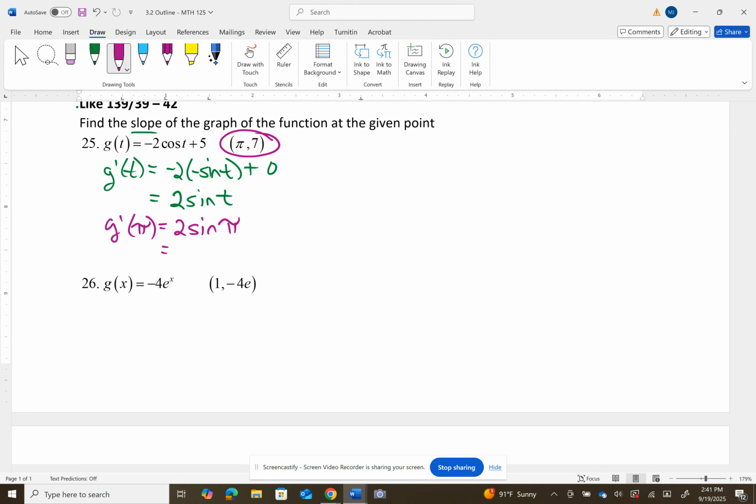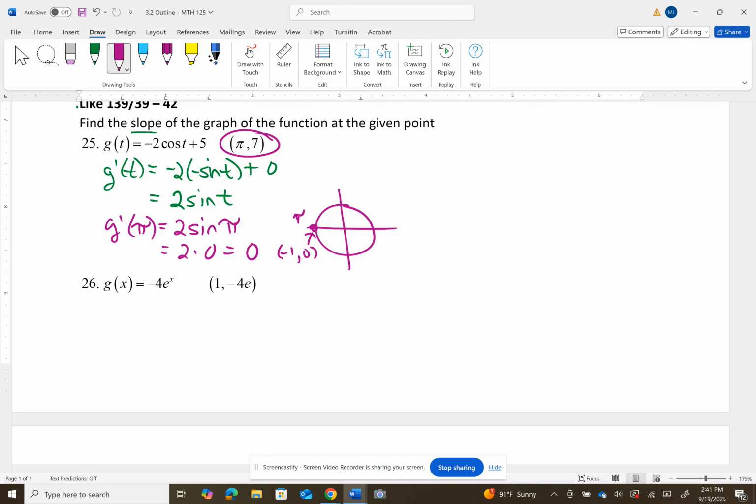And then when you're doing that one, you have to think about when you're over here at pi, that's where pi is located, the sine would be 0. So the slope at the point pi comma 7 would turn out to be 0, which means you'd have a horizontal line at that spot.